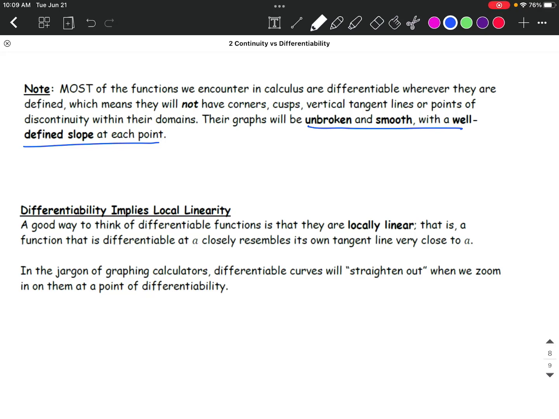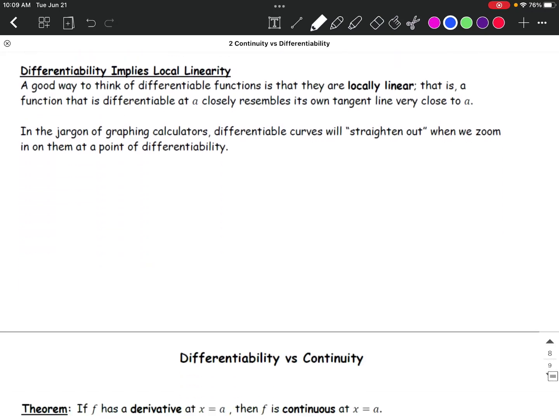Now, we know that differentiability implies local linearity, okay? So a good way to think of a differentiable function is that they're locally linear, that if you zoom in, the graph will straighten out and the graph will start to look like its tangent line, very close to that point of tangency.